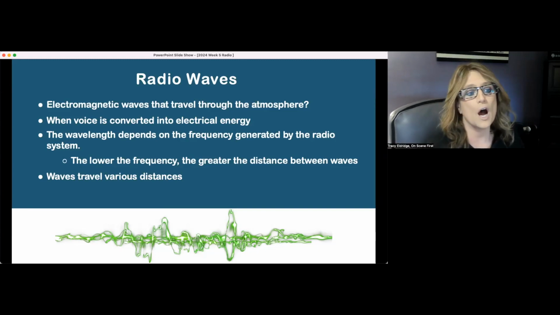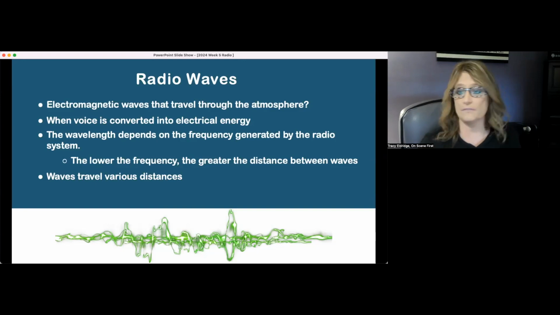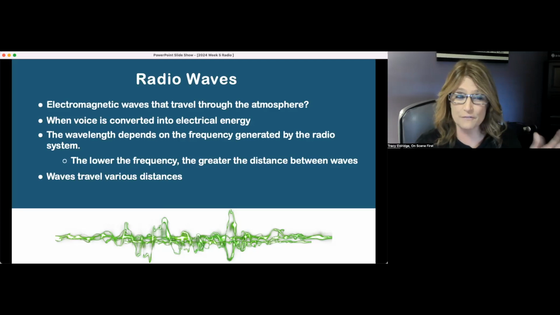Different waves travel various distances, and that's why we need to have different types of frequencies and bands and waves to be able to get the transmissions from one place to another. And there's different factors that are going to play into who gets what frequencies, etc.